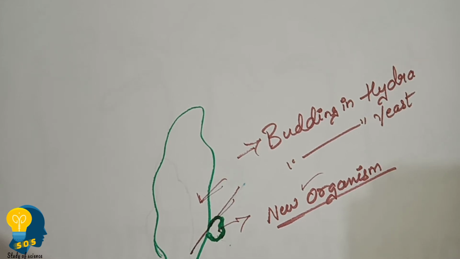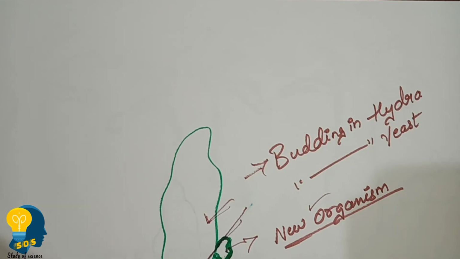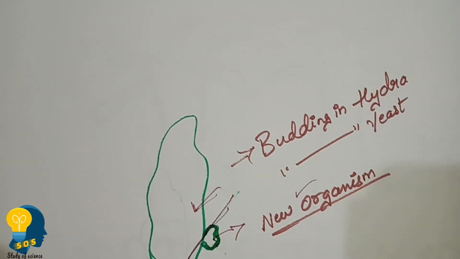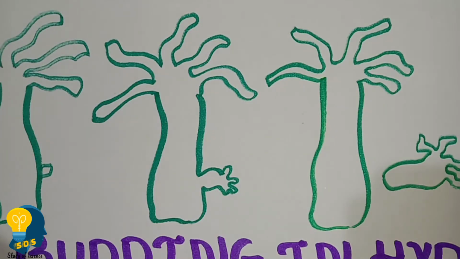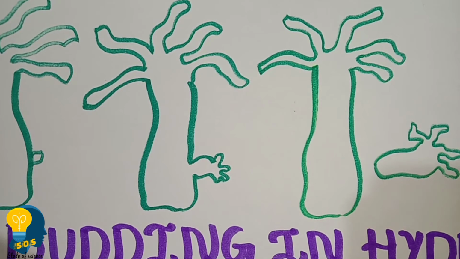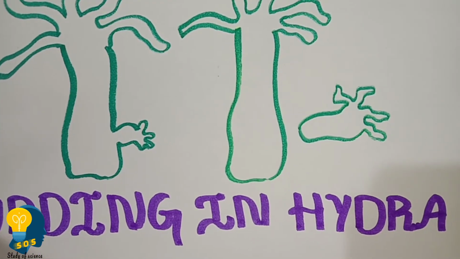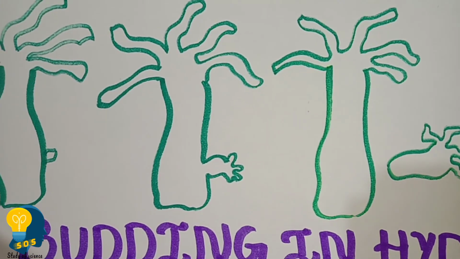Let's have a look at how the bud develops during budding in Hydra. Okay, so now here I have a diagram of how budding takes place in the Hydra. You can observe I have just drawn a diagram which represents the budding in Hydra.